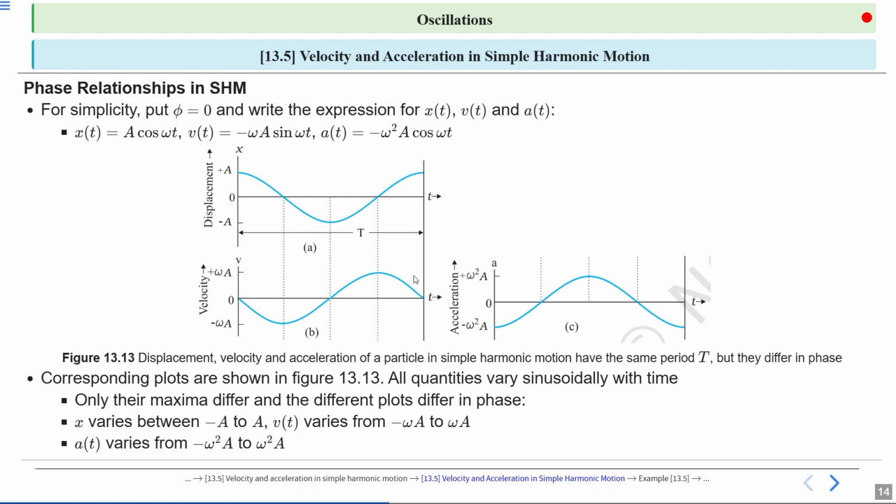And acceleration a(t) varies from minus omega squared A to plus omega squared A. This means the maximum acceleration depends on both the square of the angular frequency and the amplitude. For instance, if omega is 2 radians per second and A is 0.1 meters, the maximum acceleration is 0.4 meters per second squared.